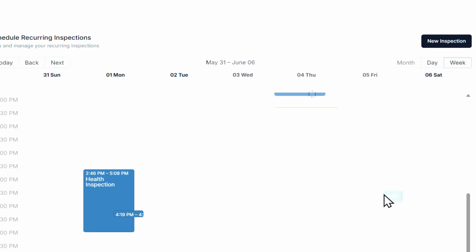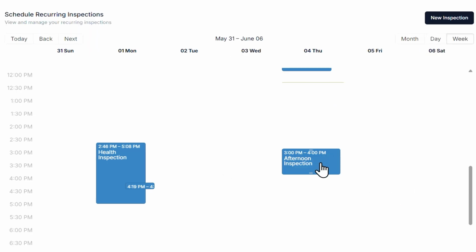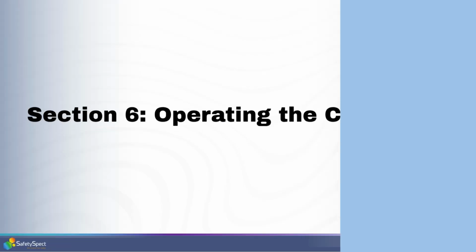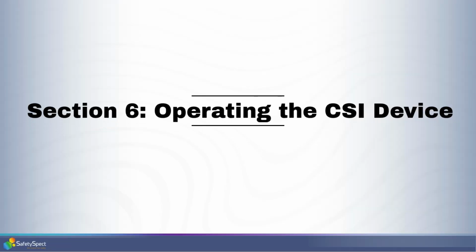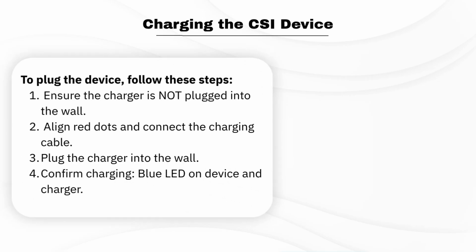On this page, admins, managers, and operators can view upcoming inspections. Section 6. Operating the CSI device. Now that we've covered each main section, let's go over how to operate the CSI device.